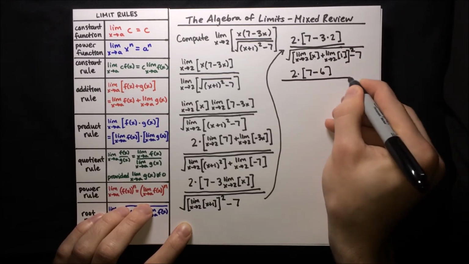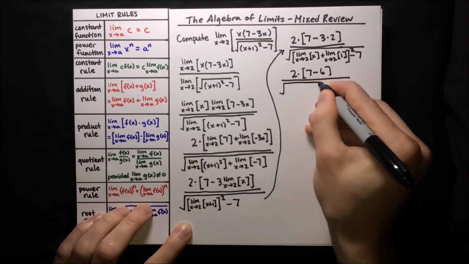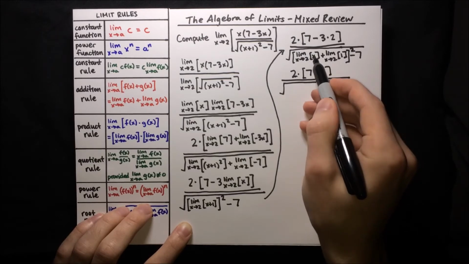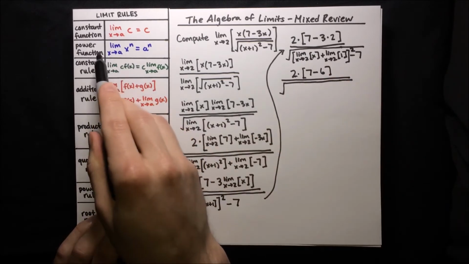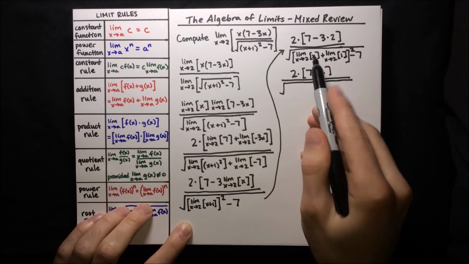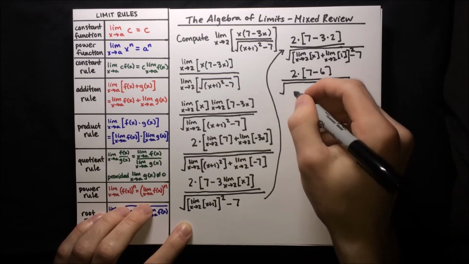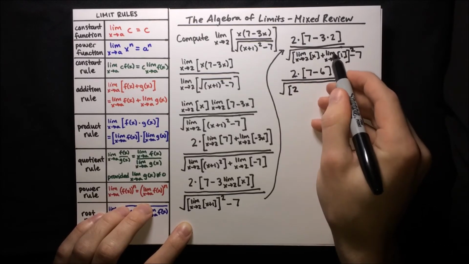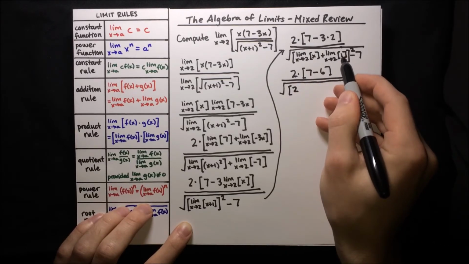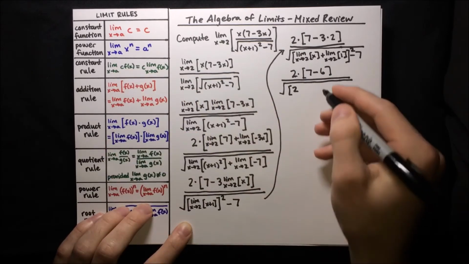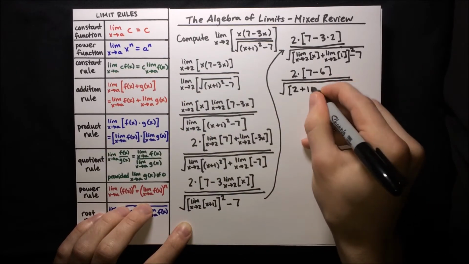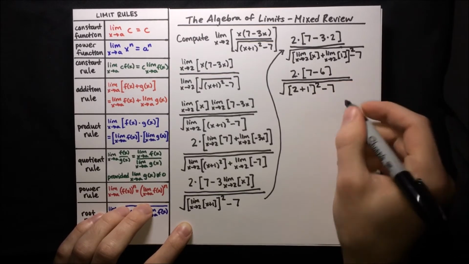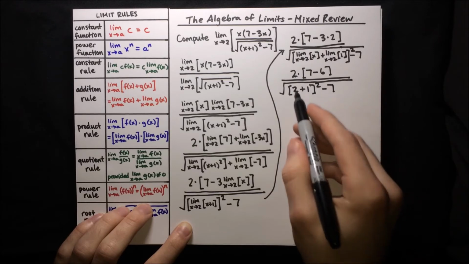And then in the denominator, we still got the square root, but now we can actually evaluate these limits. Limit as x goes to 2 of x by the power function right here. This is just a power function with n equals 1, so we can plug it in. So that's just 2. And then limit as x approaches 2 of 1. Well, 1 is just a constant, so this limit is just 1. So 2 plus 1, and that's all squared. And then minus 7. And we're good to go ahead and compute this. Great, we've got all the limits out.